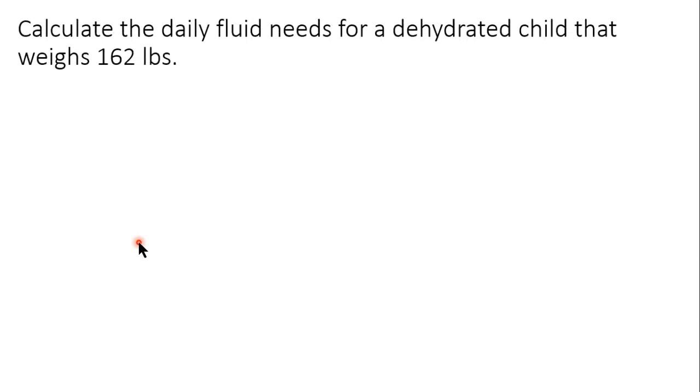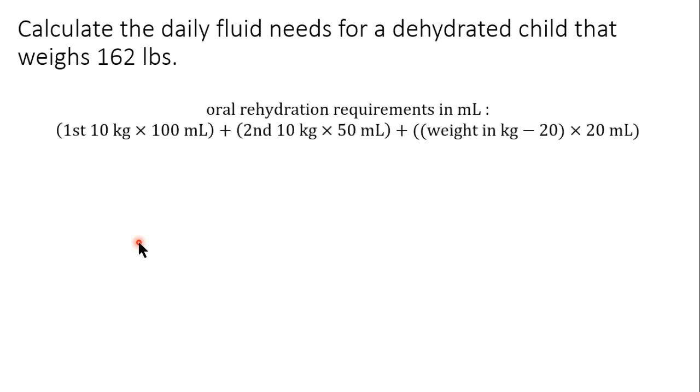Now, calculate the daily fluid needs for a dehydrated child that weighs 162 pounds. The oral rehydration requirement in milliliters is as follows. For the first 10 kilograms, you need 100 milliliters. For the second 10 kilograms, you need 50 milliliters. And then you want 20 milliliters for every kilogram, like the weight in kilos minus 20, and then times 20 milliliters.